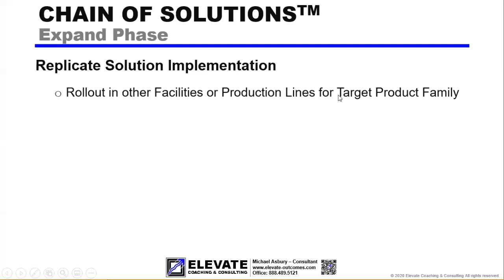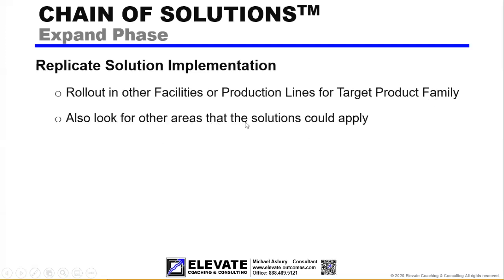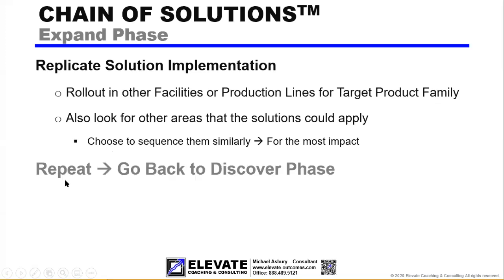During the expand phase, we replicate the solution implementation and roll it out into other facilities or other production lines for that target product family. We also look for other areas that the solutions could apply, and this allows us to choose the sequence in which we want to implement them so that we can have the most impact. Because although we could do it, it doesn't mean that it's necessarily the next thing that we should be focused on. But so long as we know that we could do it, that allows us to sequence when we should do it. So then we repeat, we go back to discover.